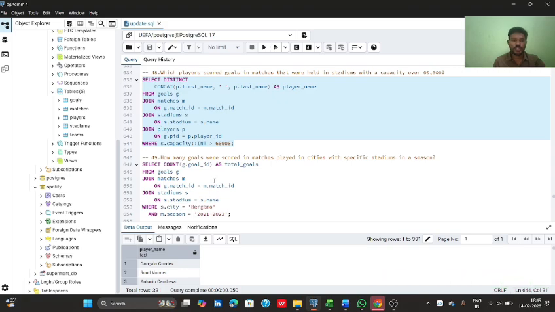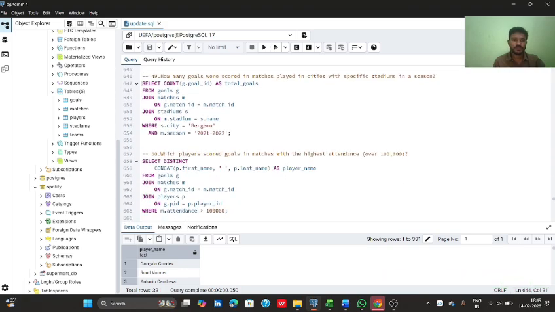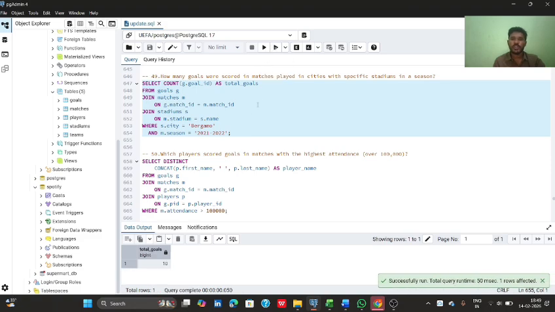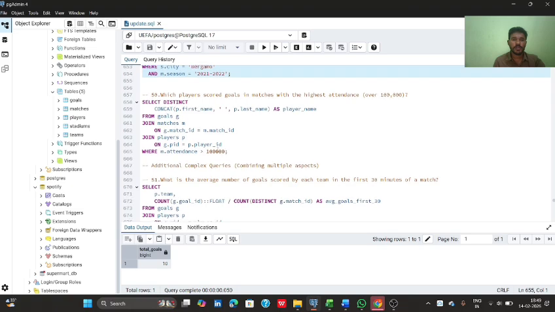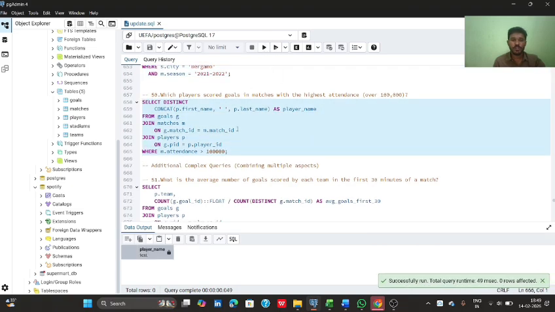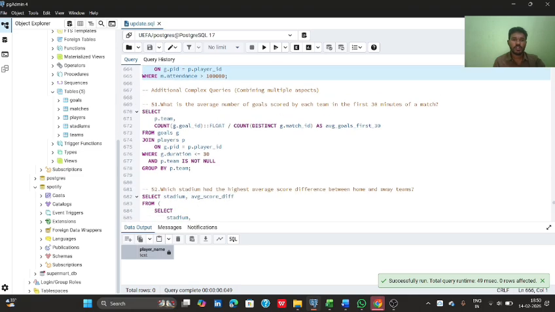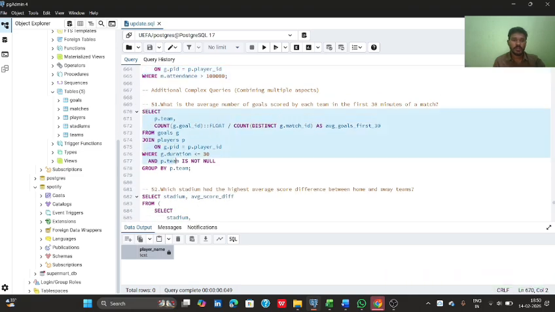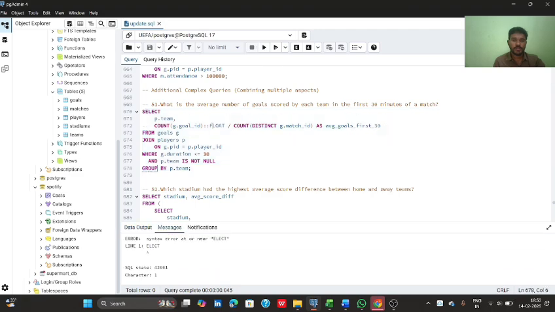Next one is, which player scored goals in matches that were held in stadiums with a capacity of 6,000? This is the player name. Next one is, how many goals were scored in matches played in specific stadiums in a season? Total goals 10. Which player scored goals with the highest attendance? Because there is none, it will be showing 0. Here are the additional complex ones.